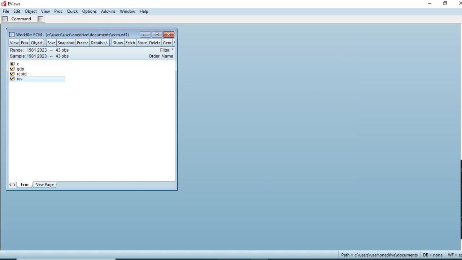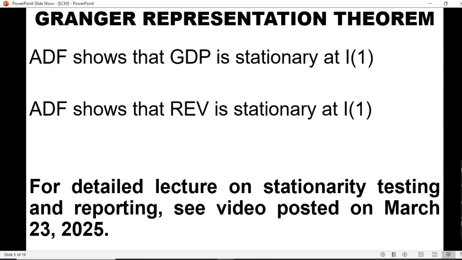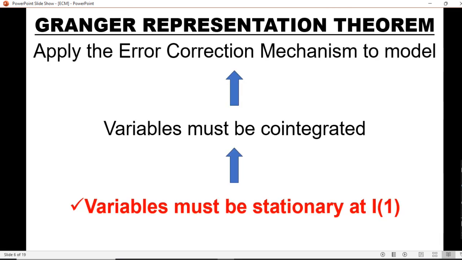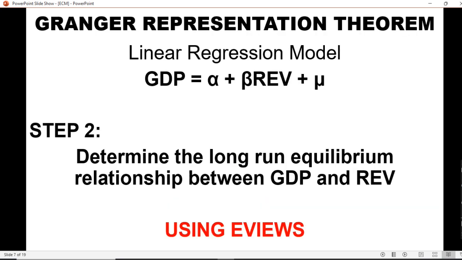Now that we've ascertained that the ADF shows that GDP is stationary at first difference, and also that government revenue is stationary at first difference. So for a detailed lecture on stationarity testing and reporting, see the video posted on March 23, 2025. And now that we've ascertained the stationarity of our variables to be at first difference, the next step is to determine the long-run equilibrium relationship between GDP and government revenue.